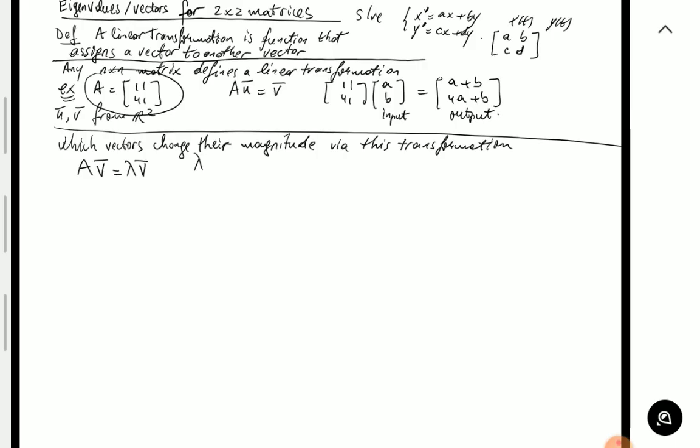I call this scalar multiple lambda, just because it's a traditional notation for the eigenvalues. So basically the set of scalars lambda and the set of vectors V that satisfy this equality are called eigenvalues and correspondingly eigenvectors. All right, so we want to find the set of lambda and V's specific to the matrix A that satisfy this equation.